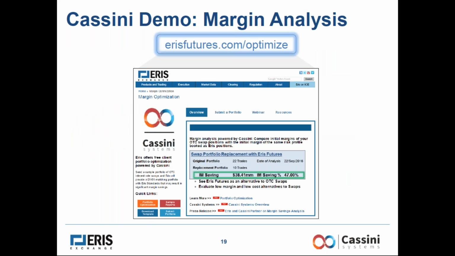Accessing the Cassini analysis is easy. You may find instructions on our website at erisfutures.com/optimize. There you will find an overview of the service, instructions on how to submit a portfolio of OTC swaps or an OTC delta ladder, a recording of this webinar, and other resources, including links to a comparison of initial margins of Eris dollar swap futures versus their OTC equivalent.